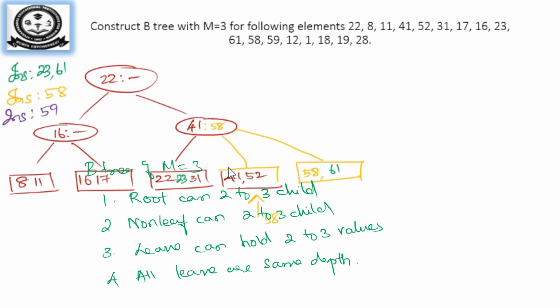So we will see the next element to be inserted. It is 59. It can be inserted over here, 59. So 59 is inserted here. The next element to be inserted is 12. You can see 12 can be inserted over here. I have a space over here, so 12 will be inserted here.